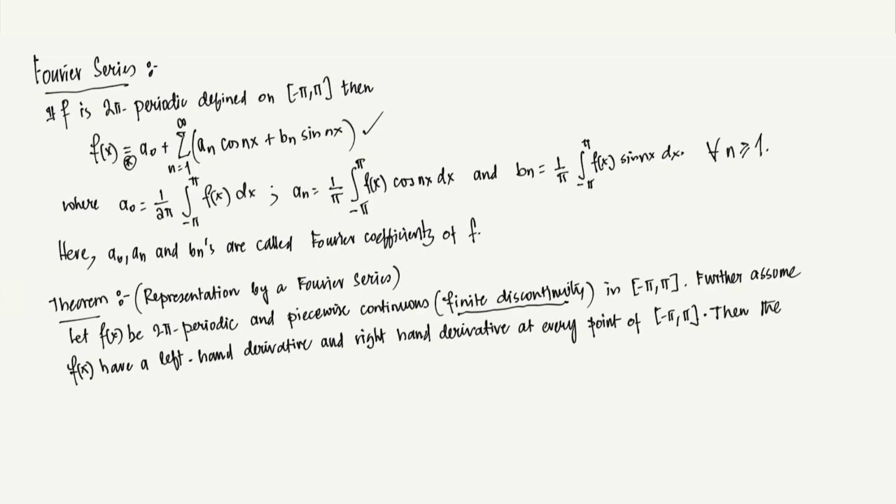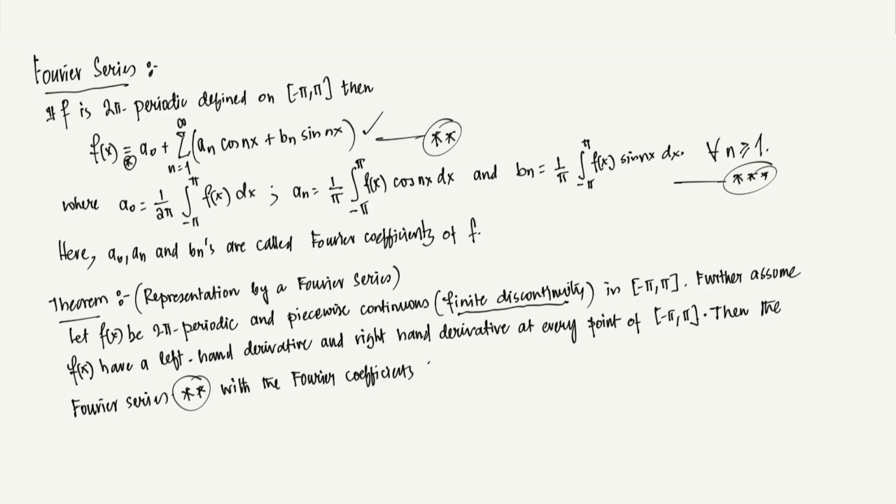Then the Fourier series, which is this one, let's call it double star. The Fourier series double star, and these coefficients, the Fourier coefficients, let's call it triple star. So basically the series is double star and the coefficients are given by triple star. The Fourier series double star converges.